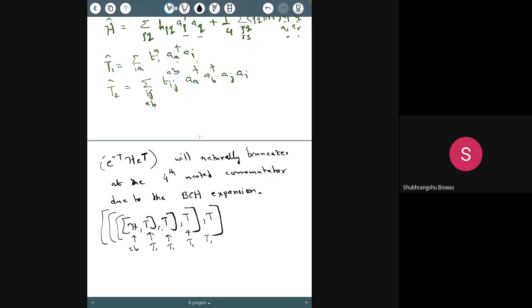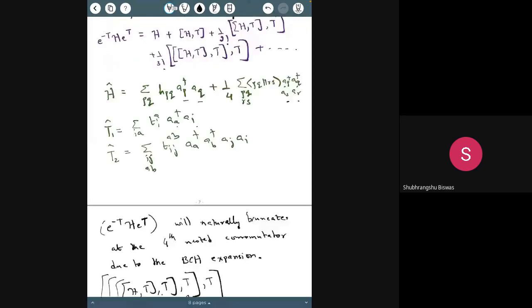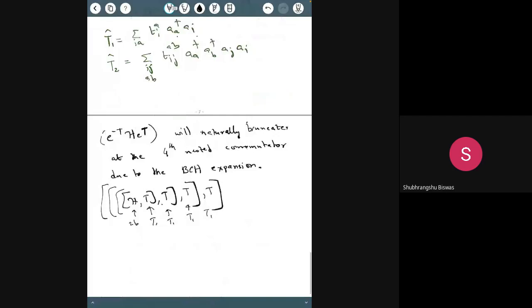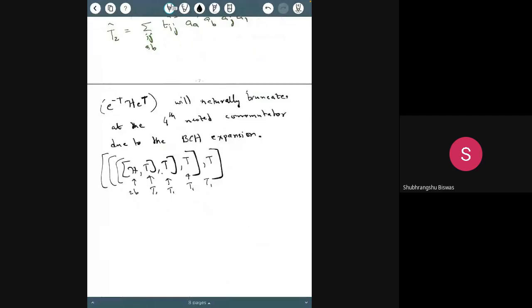So it's not as formidable as it looked. What looked like an infinite series of terms to be evaluated is not actually so. It just stops at the fourth commutator, which is quite reasonable. Okay, I hope that is somewhat clear.